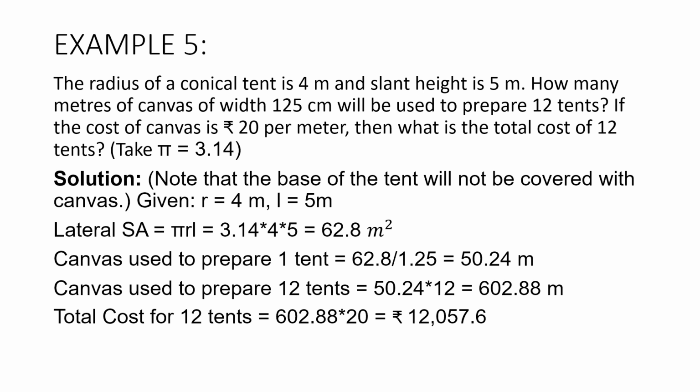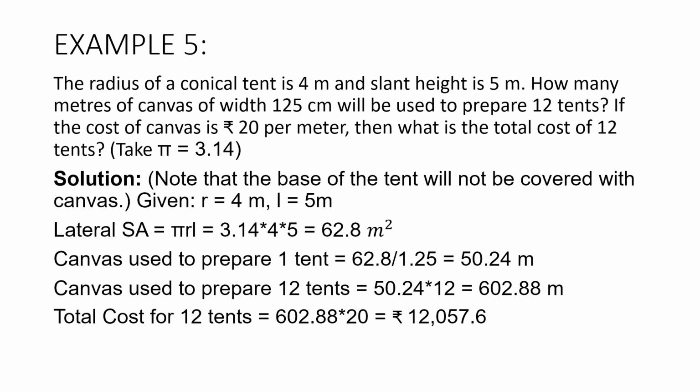Now, one thing you must note, since you have a tent which is to be covered by canvas, we know that the base of the tent will obviously not be covered with canvas. Okay, now what is given to us is the radius is 4 meters and the slant height is 5 meters. What will be the lateral surface area? It is a cone, so the lateral surface area of a cone would be pi r l. Putting the values, it is 62.8 meters square.